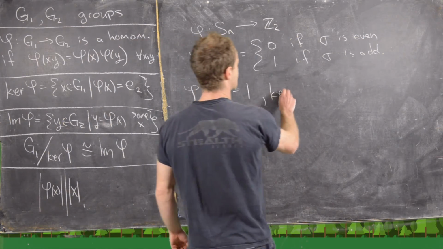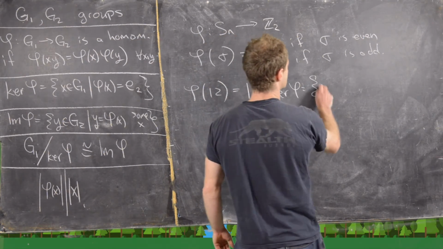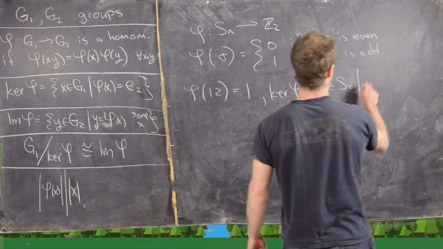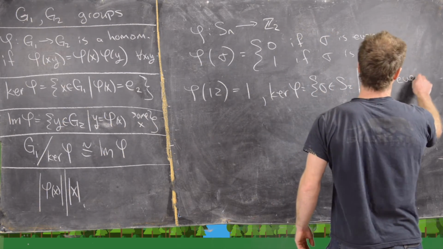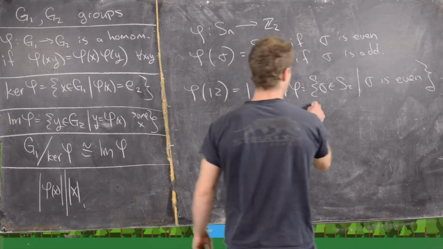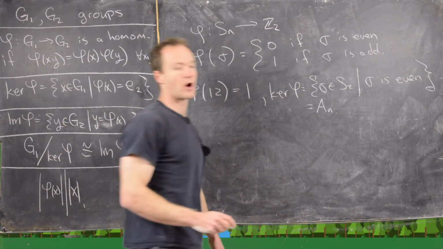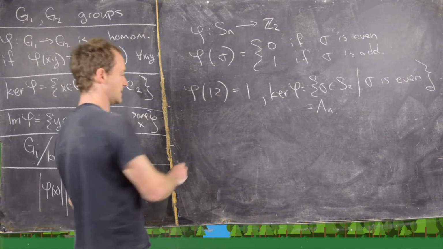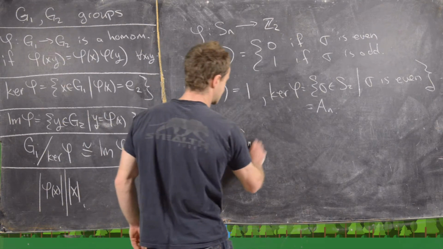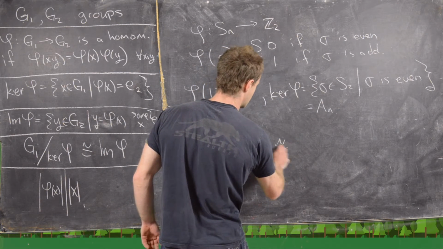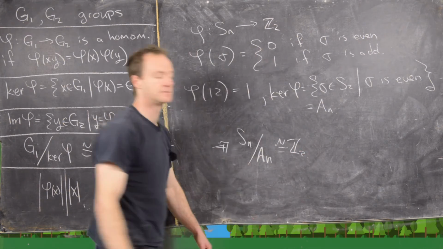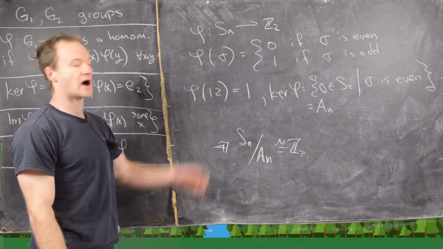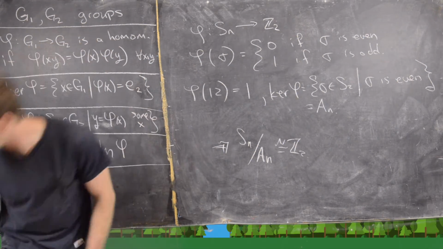Another thing we notice is that the kernel of phi is going to be all sigma in Sn where sigma is even, but we have a name for that. That's equal to An, the alternating group. So what this tells us is that Sn mod An is isomorphic to Z2. Great. I'll clean up the board and then we'll keep going.